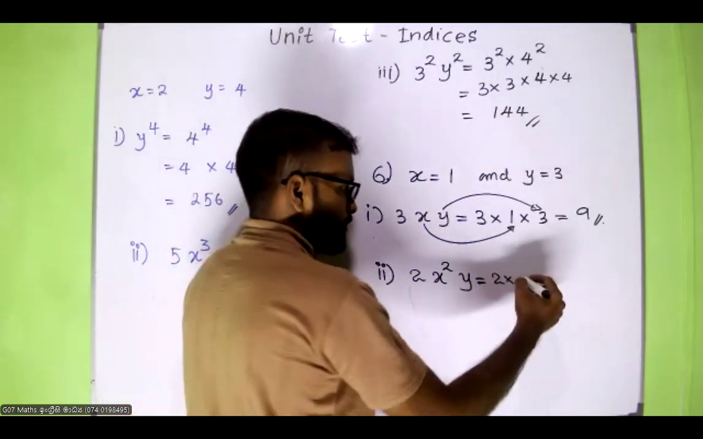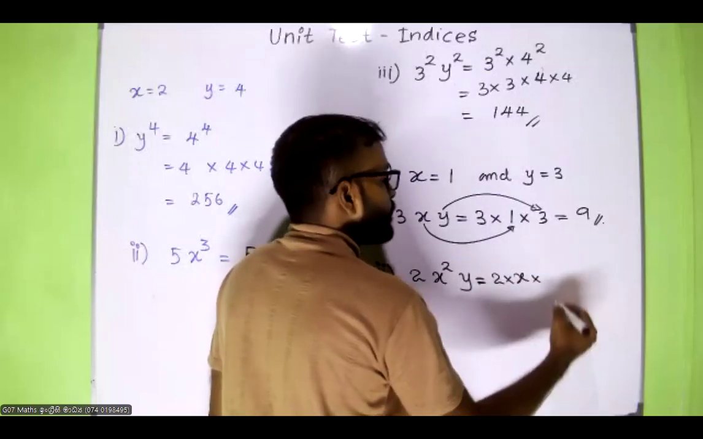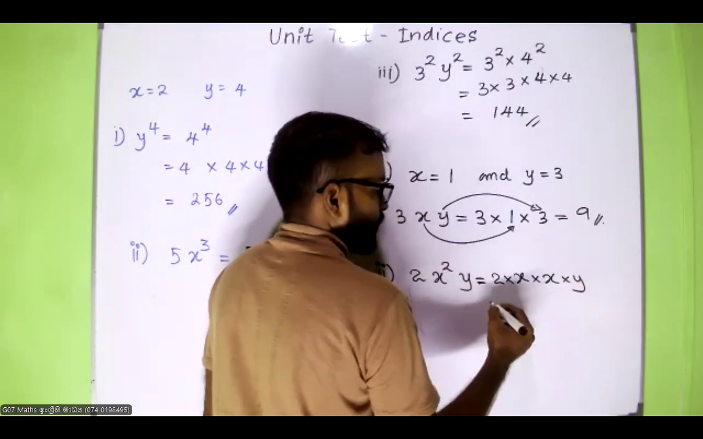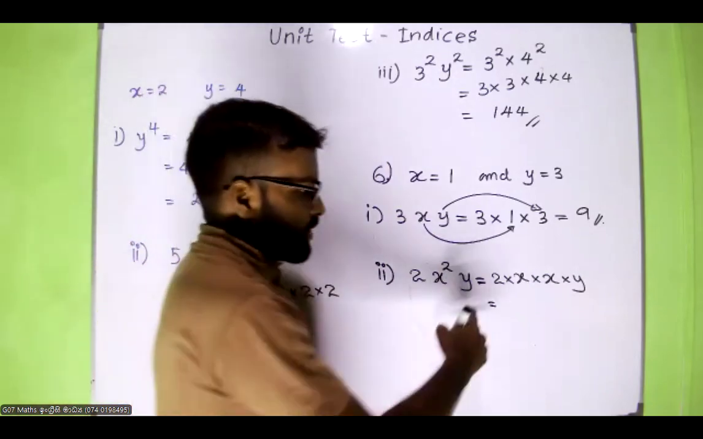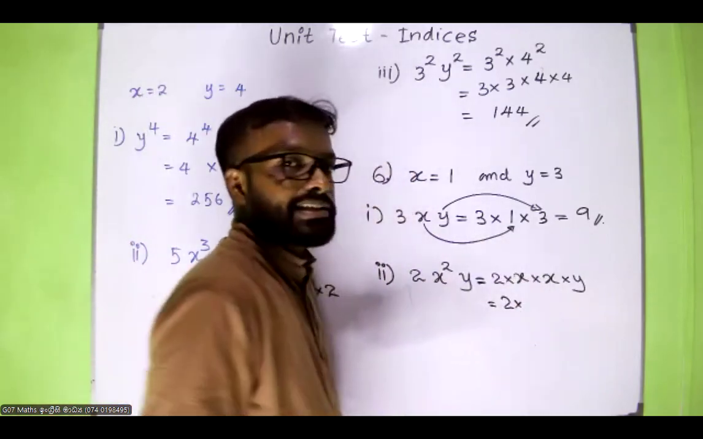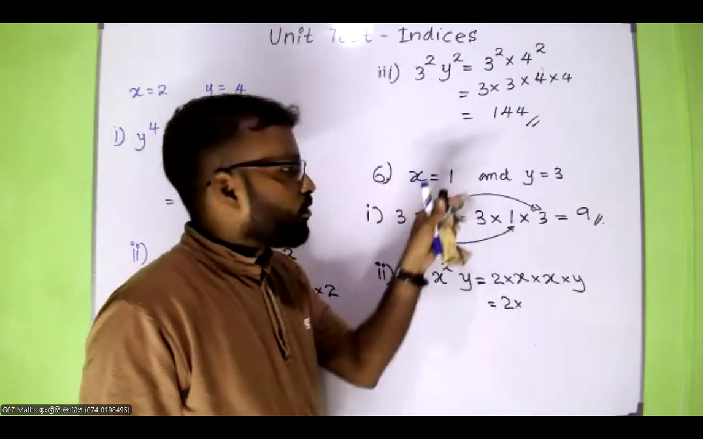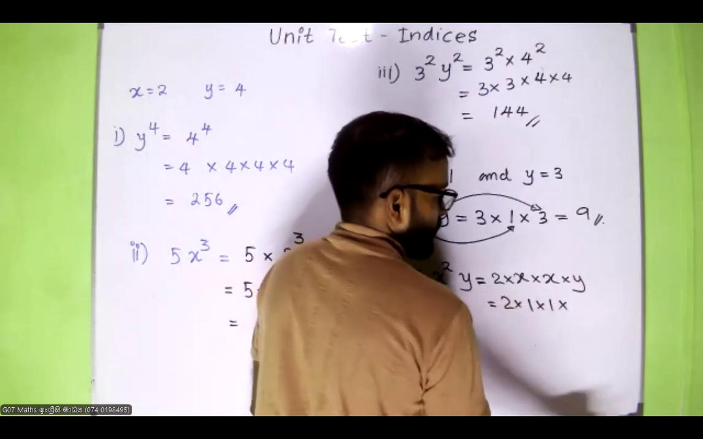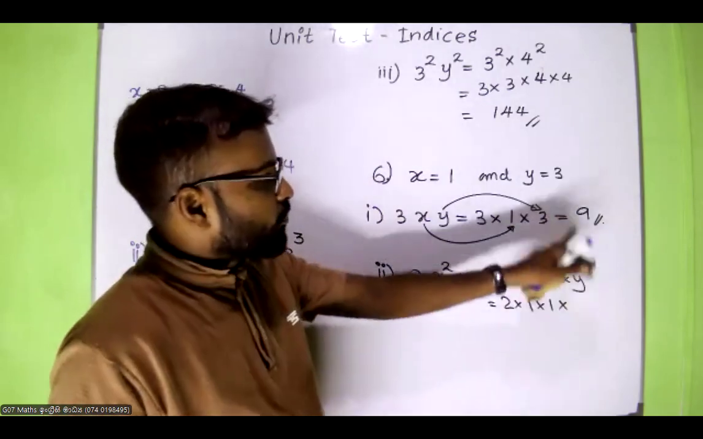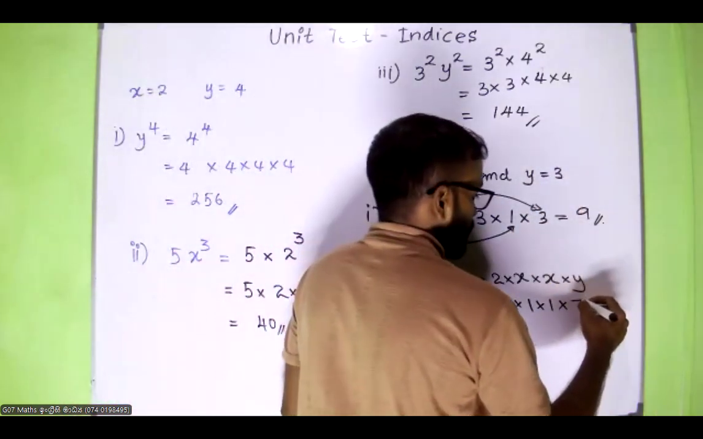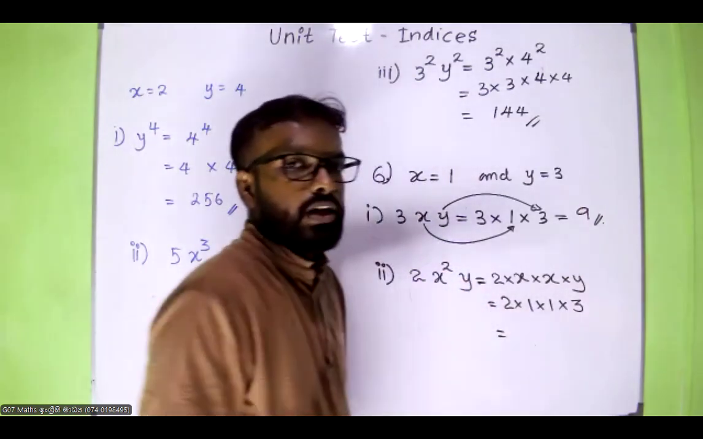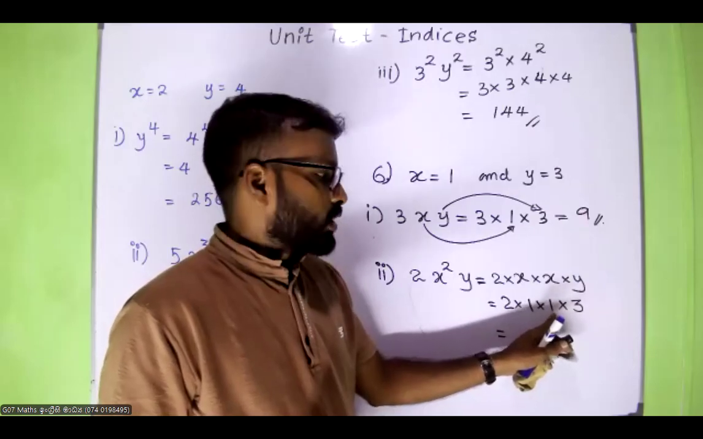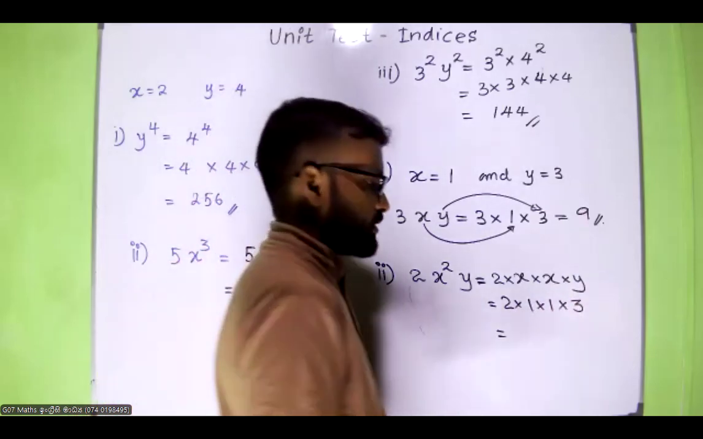x multiplication x, multiplication y. Okay. Now I am going to substitute. 2 times I have here x. x means 1. 1 times, again I have x, so I have to substitute 1. Here I have y. Instead of y, I have to substitute 3. This is very easy. 2 times 1, 2. 2 times 1, 2. 2 times 3, 6.